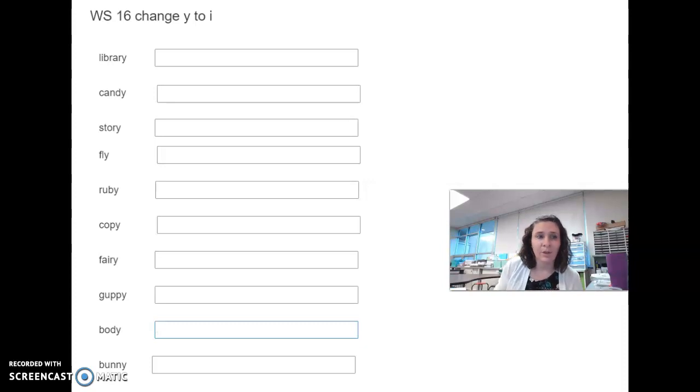front of the Y. So for today's assignment, you have some words listed down the left side of your page. You have library, candy, story, fly, ruby, copy, fairy, guppy, body, and bunny. If you notice, all of these words have a Y at the end.